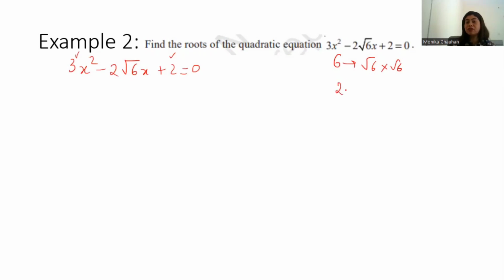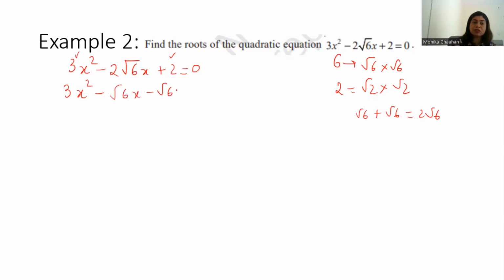When you multiply, it becomes root 2 into root 2. Understand? Why am I saying it? Because there's a square root. And so when I add these two, it becomes 2 root 6, which I needed. So now I'm going to split 3x squared minus, because it's in minus, so minus root 6 x minus root 6 x, which will become on addition minus 2 root 6 x, plus 2 is equal to 0.